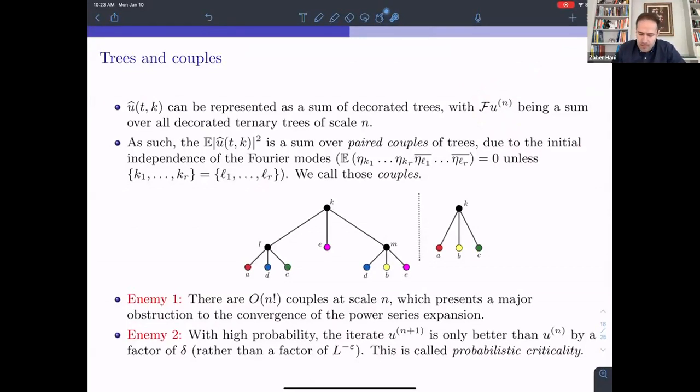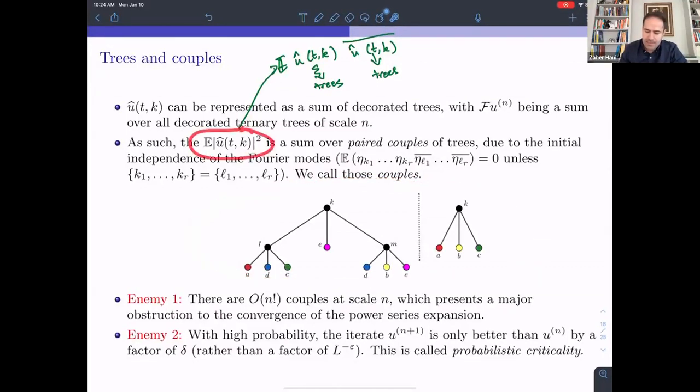So if I look at the variance, on the other hand, if I look at the expectation of |u hat(t,k)| squared, this is just u hat(t,k) times u hat(t,k) bar. This one I expanded in trees, and this one I expanded in trees, so I have some sort of a multiplication of trees. When I take the expectation of those 2 trees, I use the independence of the Fourier modes.